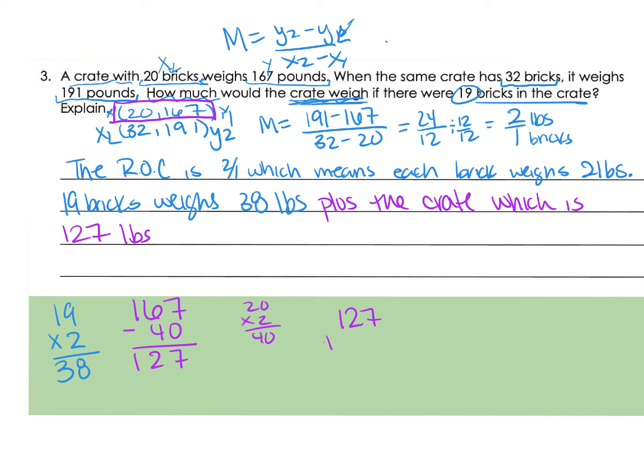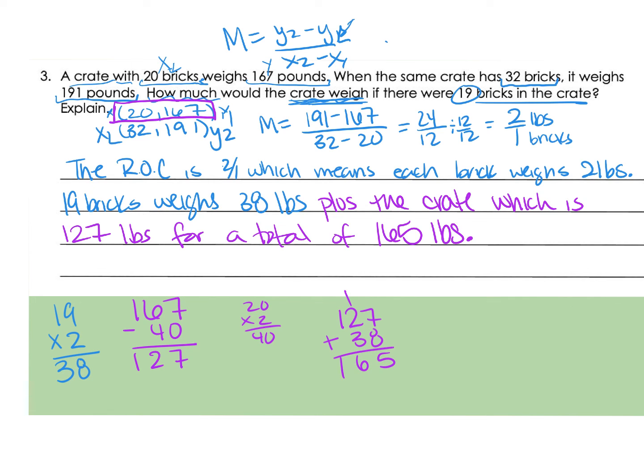Now you find the total. What is 127 plus 38? You get 165 pounds, the total for 19 bricks plus the crate.